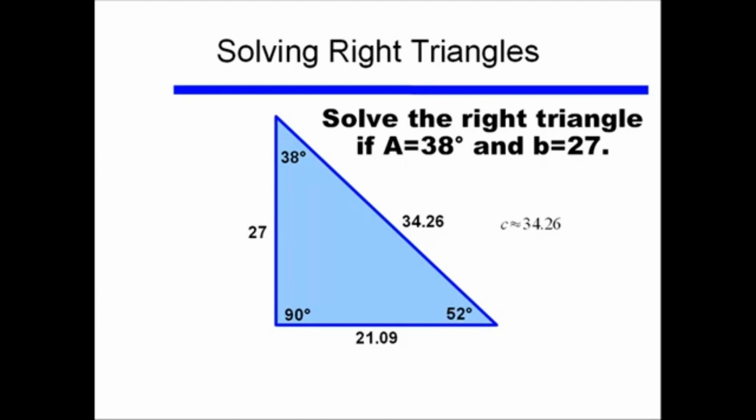And we can stop and make sure this makes sense. That hypotenuse length should be longer than each of the legs, and we see that 34 is in fact greater than 27 and is greater than 21, so this looks like it's correct. We can also check our work by using the Pythagorean theorem to see if 27 squared plus 21 squared was approximately equal to 34 squared.